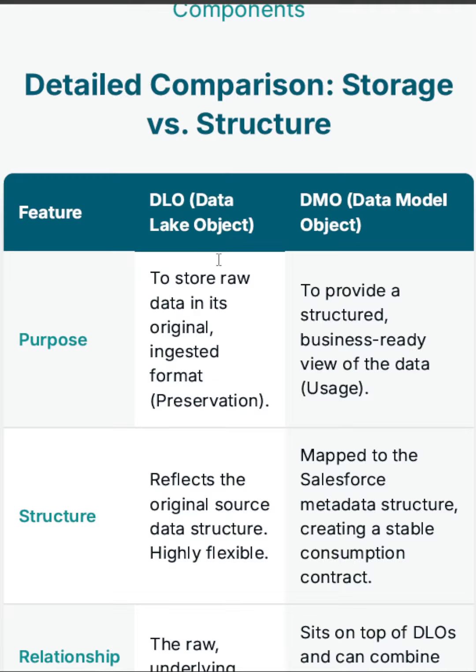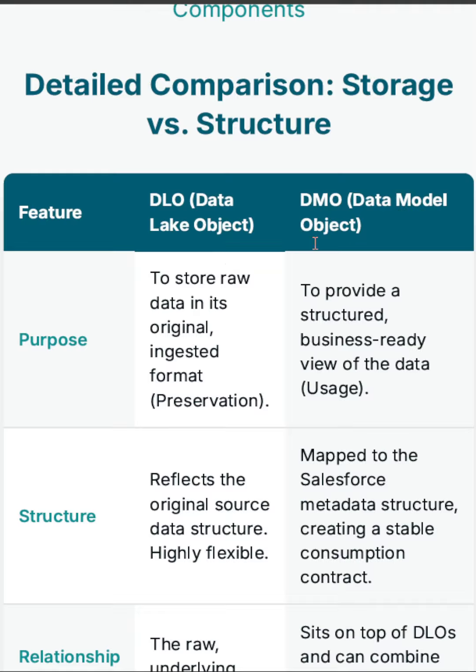So a data lake object can be treated as a container, and data is coming from different sources. Whenever we create a data stream, that data lake object is automatically created, and we can treat it as a container of raw data, so unstructured raw data.